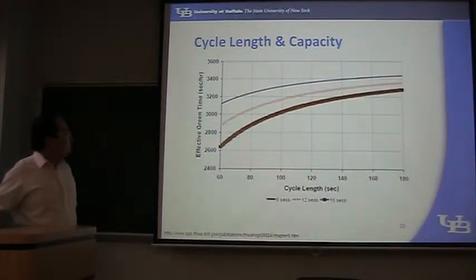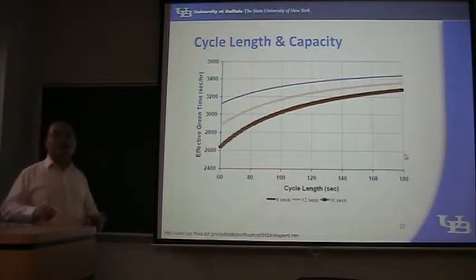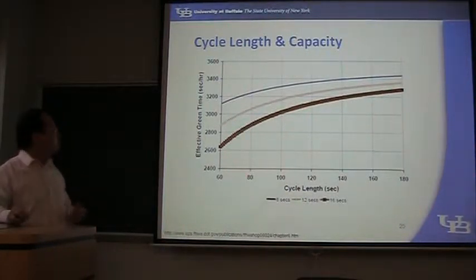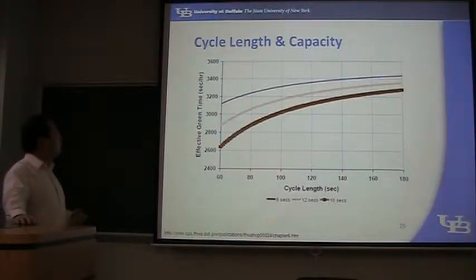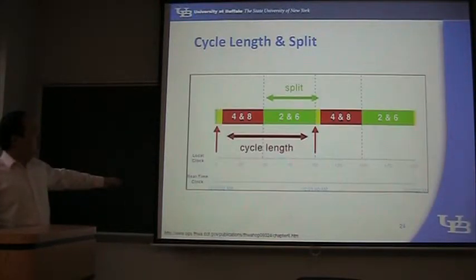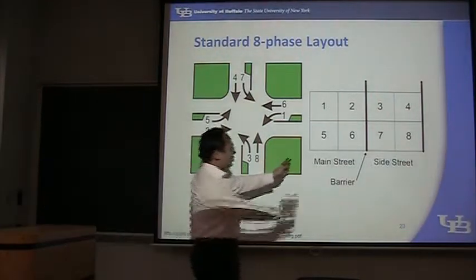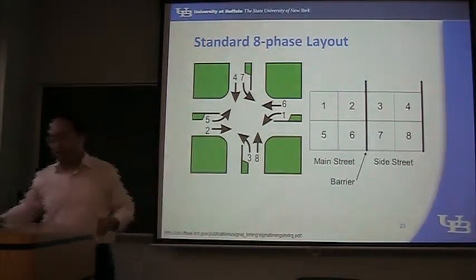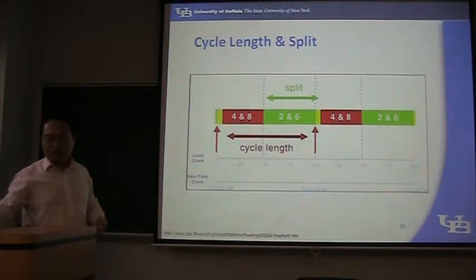Now, in traffic engineering, to design a traffic signal at an intersection, you first have to calculate the optimal cycle length. So this is the cycle length. Or in this figure, the length of these 4 phases or 8 phases can be called the cycle length, in seconds.